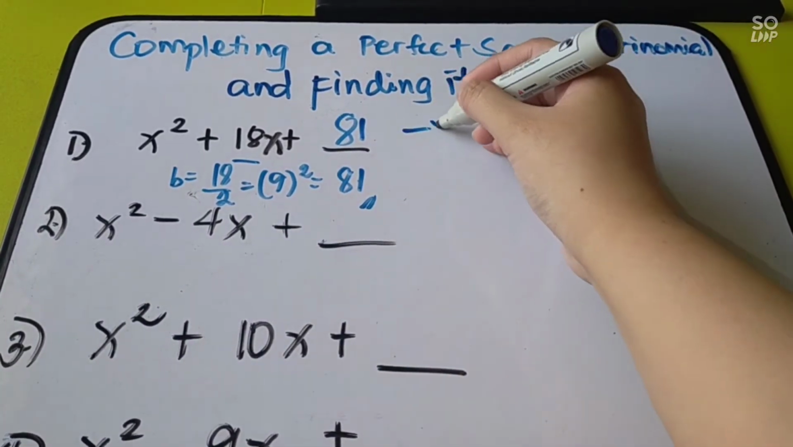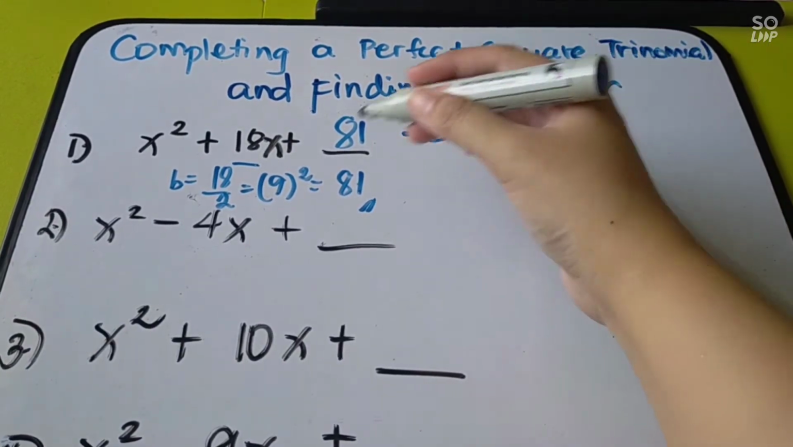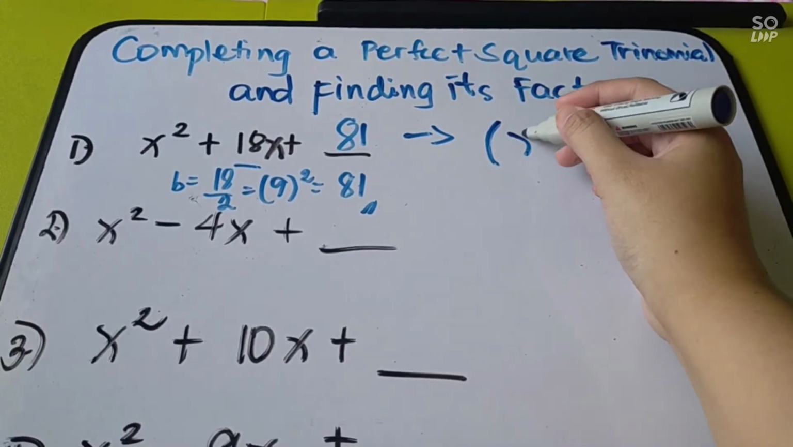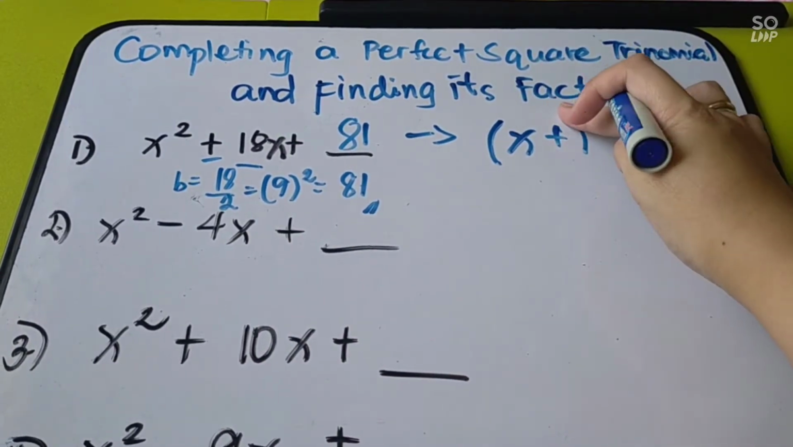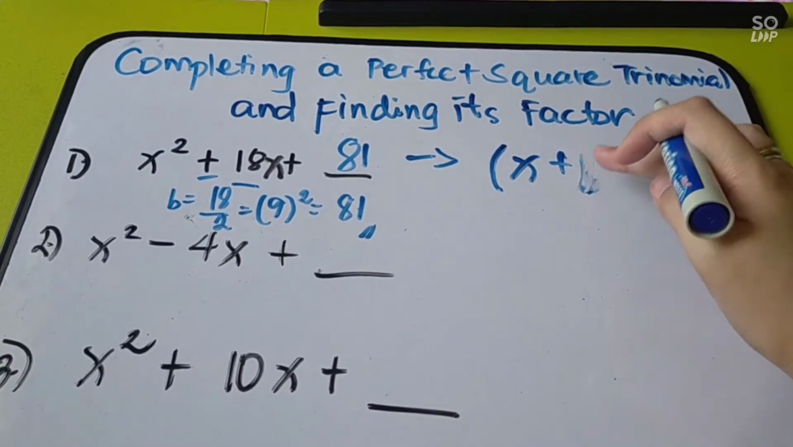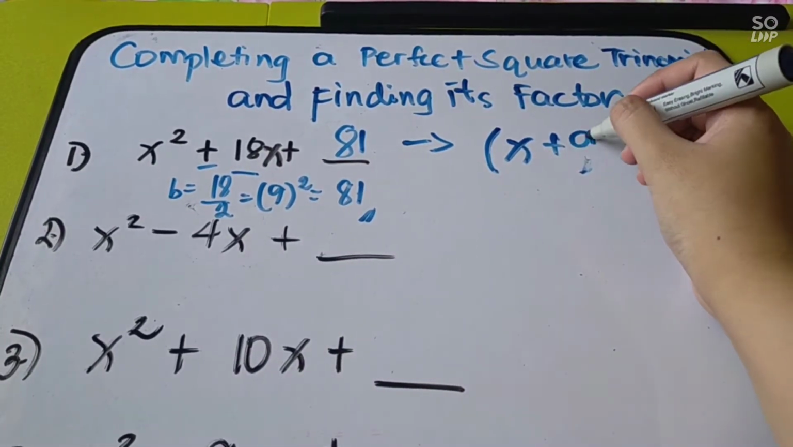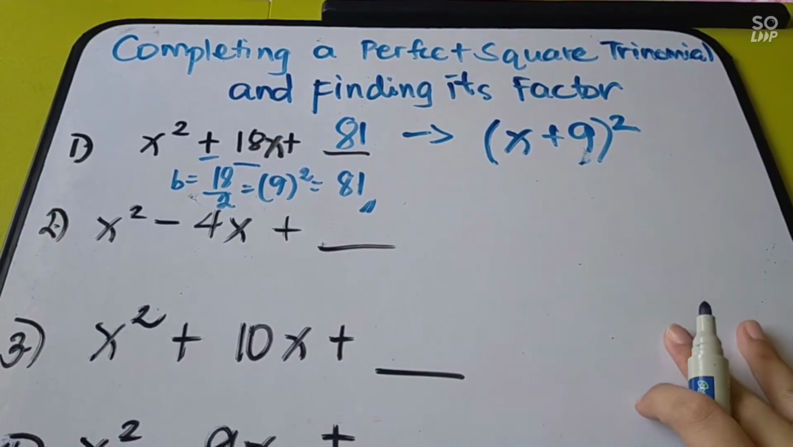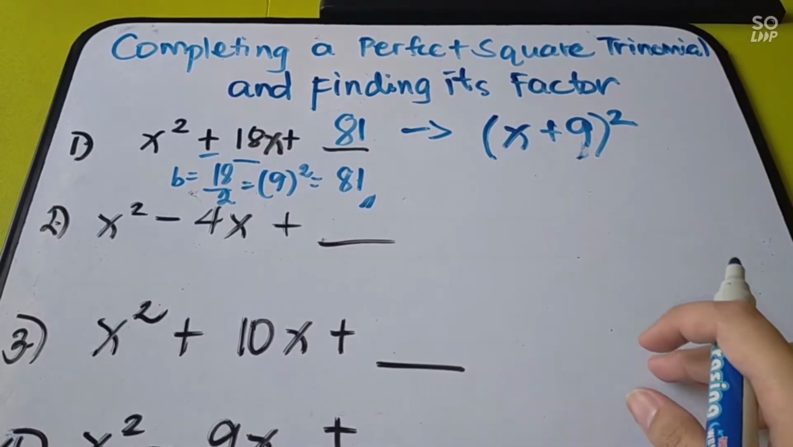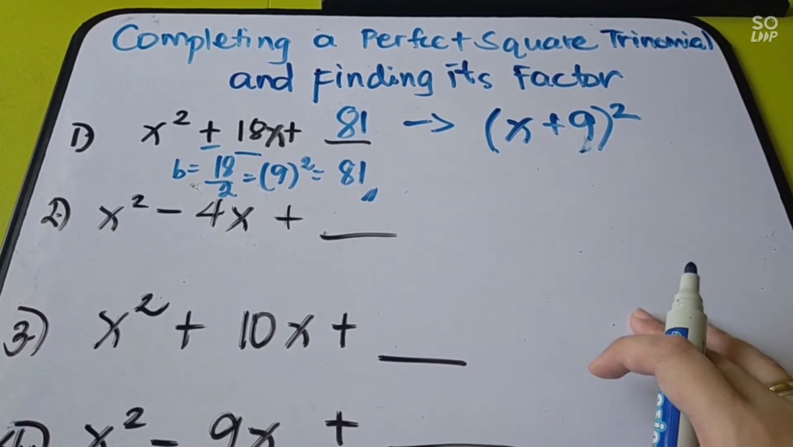Afterwards of having that, ano nang susunod mong gawin? Ipa-factor na natin. So, that is equal to x, just copy x, plus sign dito, plus. Then, what is the square root of 81? Ang square root ni 81 ay 9. Then, squared. We're done. That's the factor kapag siya ay perfect square trinomial.